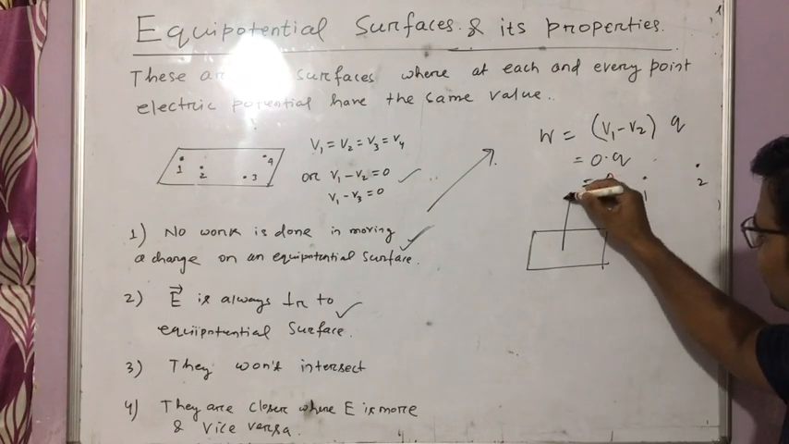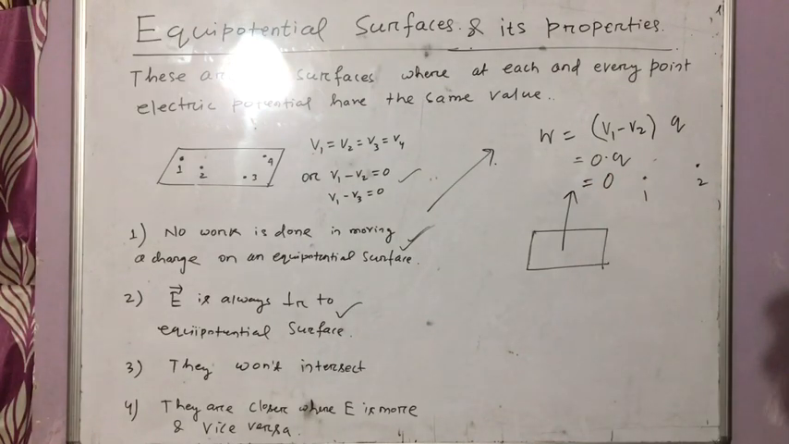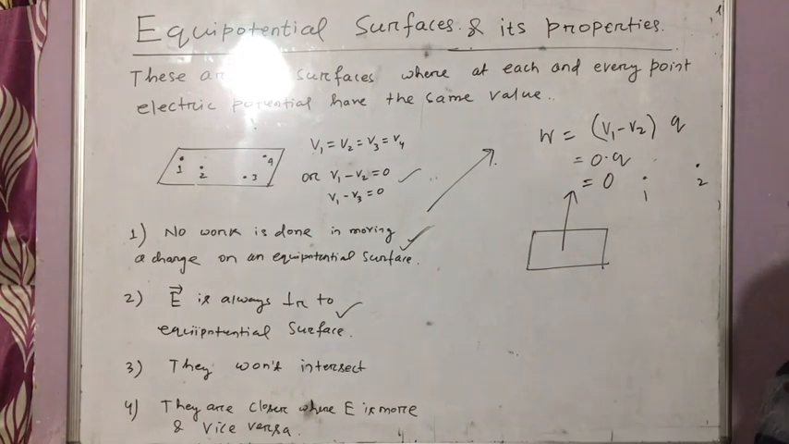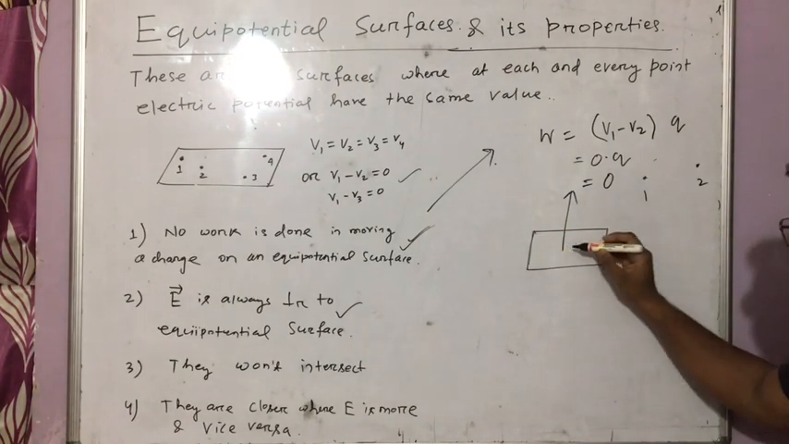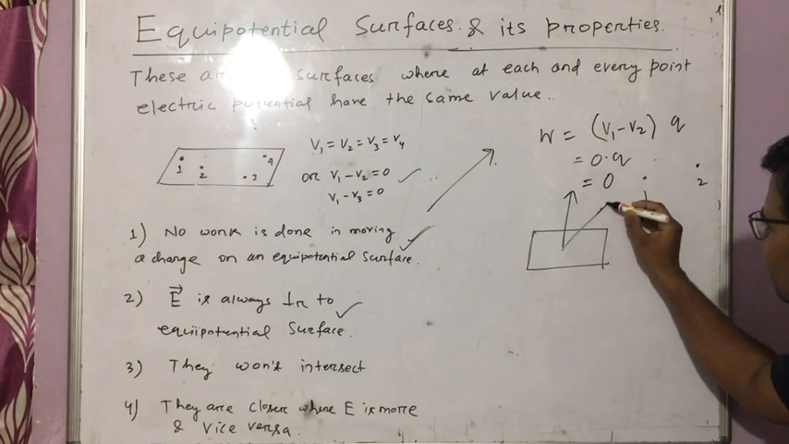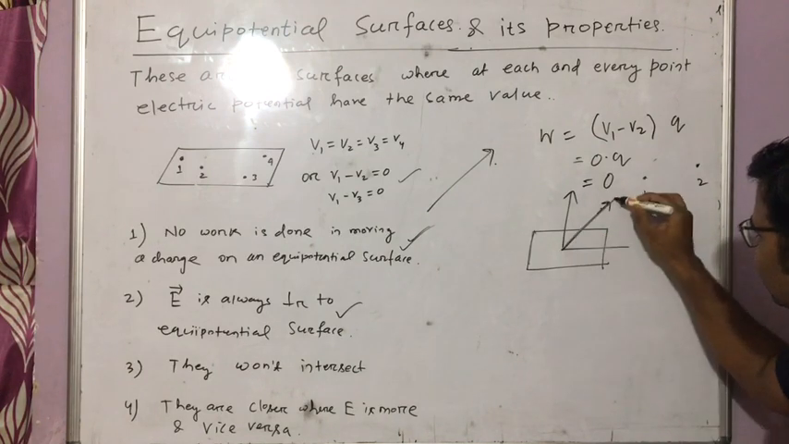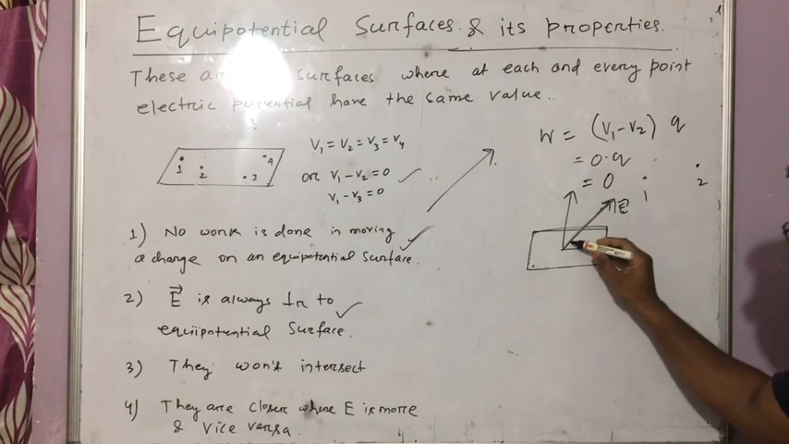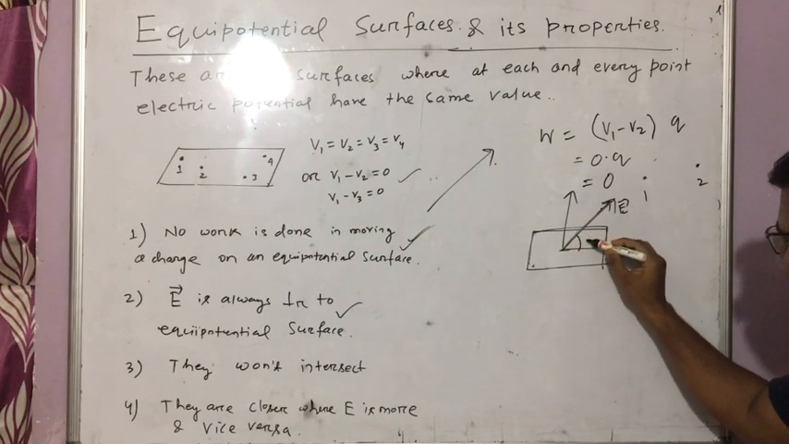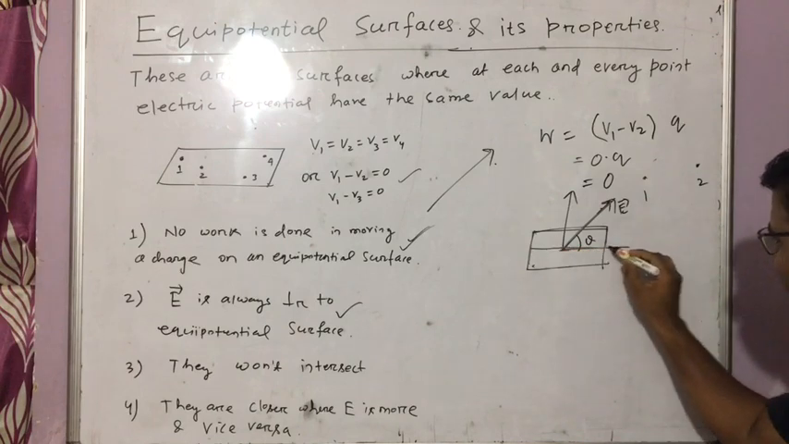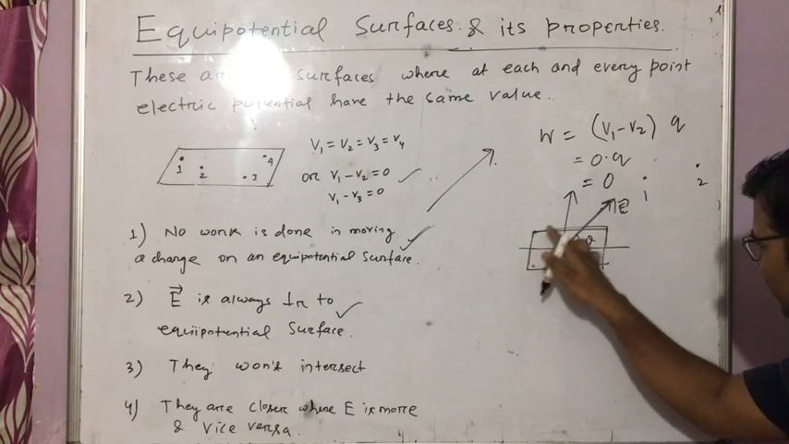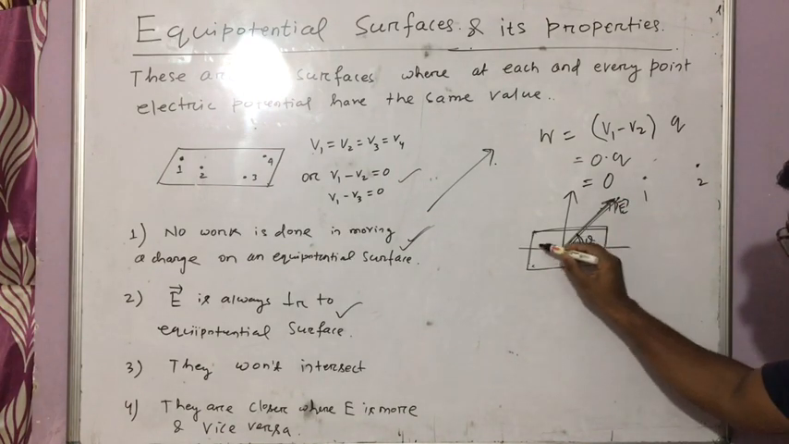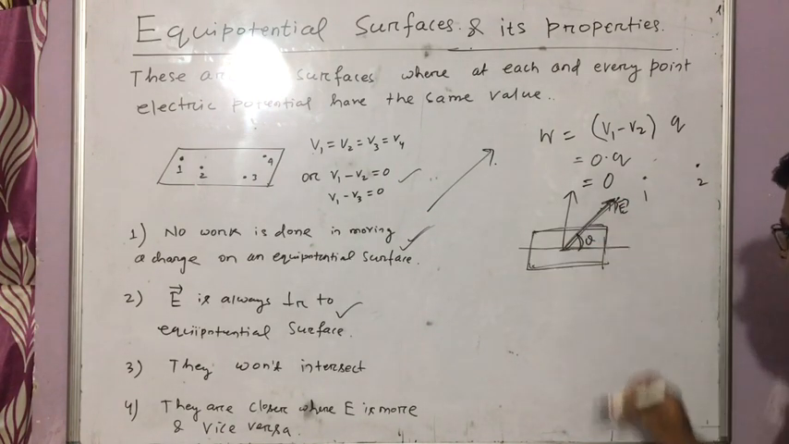Electric field is always perpendicular to the equipotential surface. It is given. Why? If not so, then what would have happened? Suppose the electric field is not perpendicular. Let's say this is the direction of electric field and this is your equipotential surface, and let's say the angle between them is theta. This means this line is lying on the surface itself, so the electric field is making an angle theta with your equipotential surface.